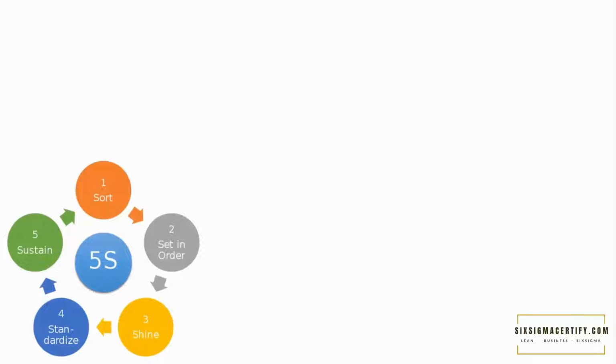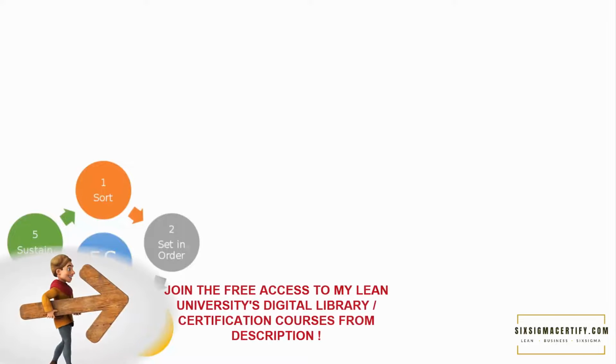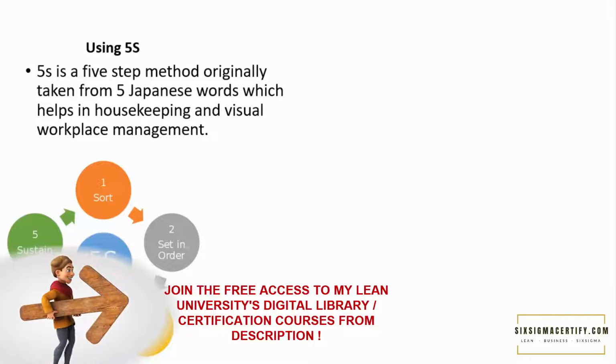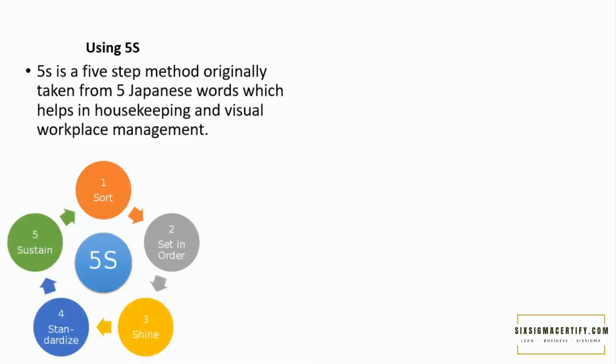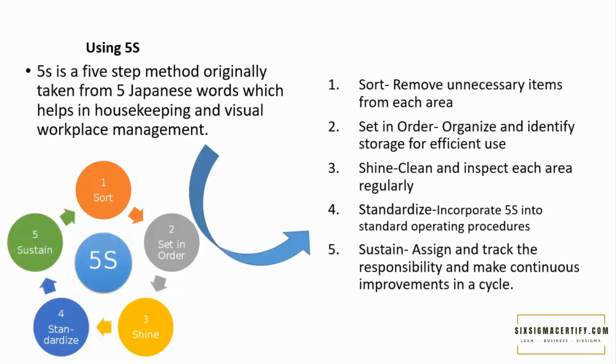This is 5S, which is one of the important measures for sorting out the waste of motion. 5S is a Japanese term, and when we translate it into English, it becomes the 5 process. First one is sorting, second is set in order, third is shining, fourth is standardizing, and the fifth stage is sustaining the improvements. 5S is a 5-step method originally taken from 5 Japanese words which helps in housekeeping and visual workplace management.